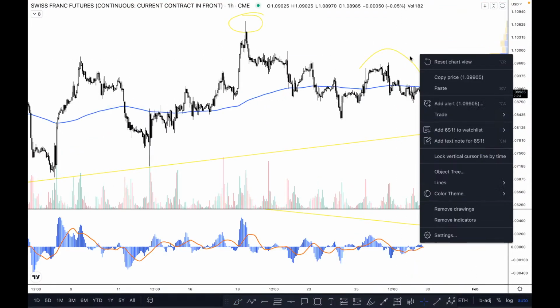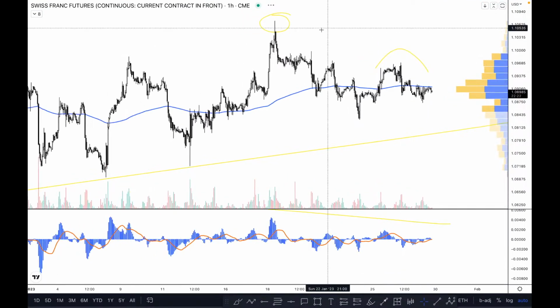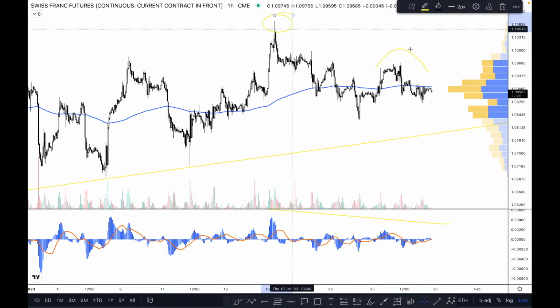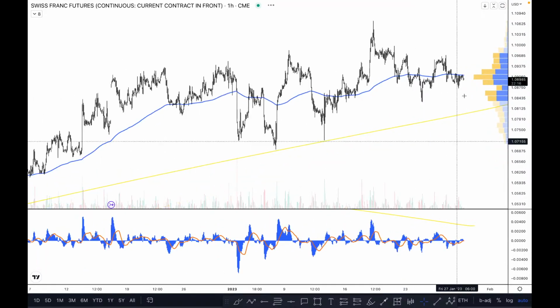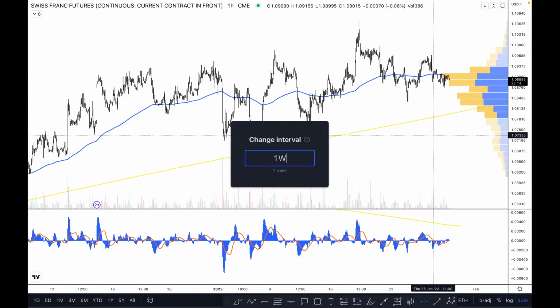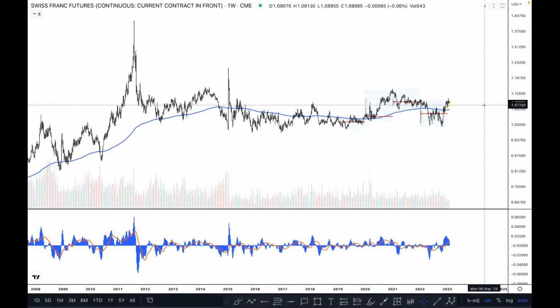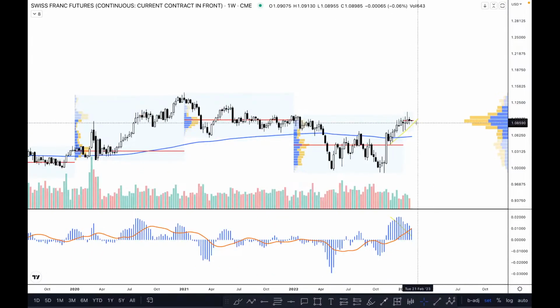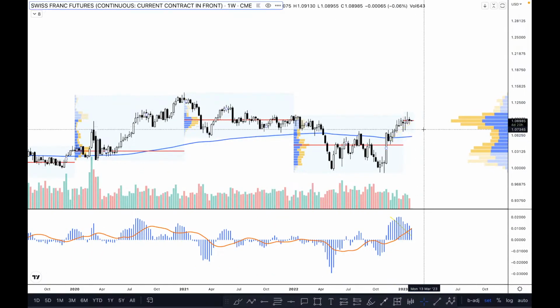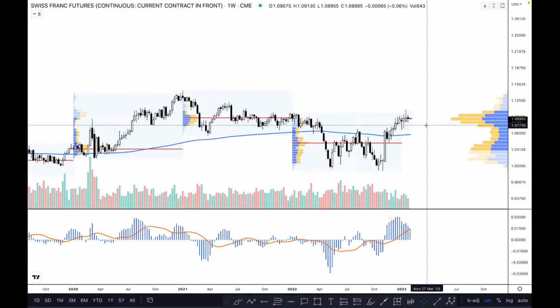The Swiss franc, we were looking at this last week as a possible head and shoulders, and it is starting to look that way to me, that this could start to roll down. Let me look at the weekly. Yeah, we're getting some rejection here on the weekly as well. So everything's lining up for a possible slowdown, at least a correction.